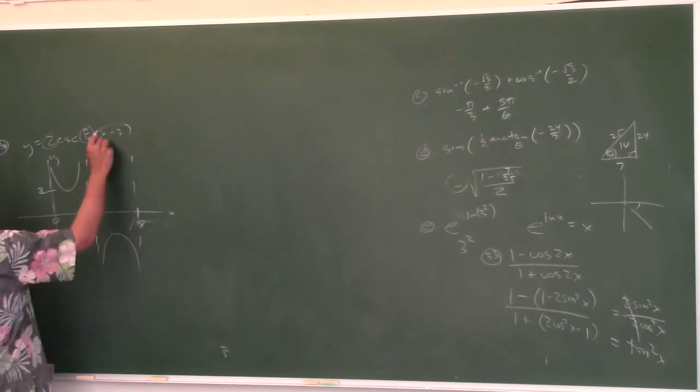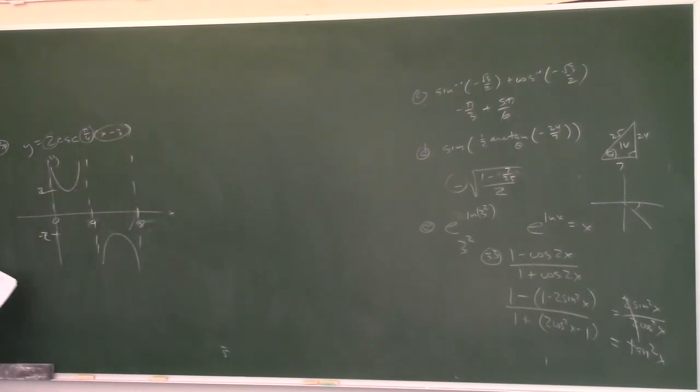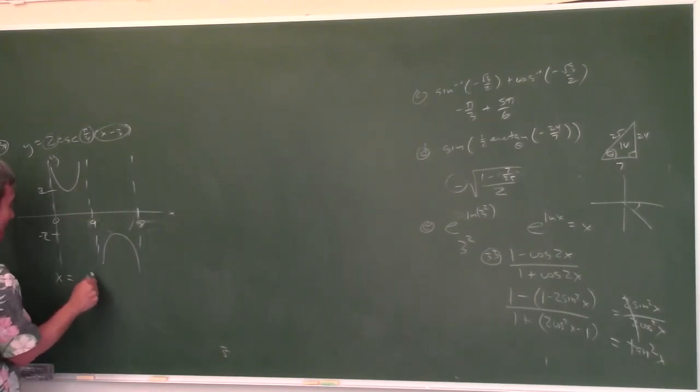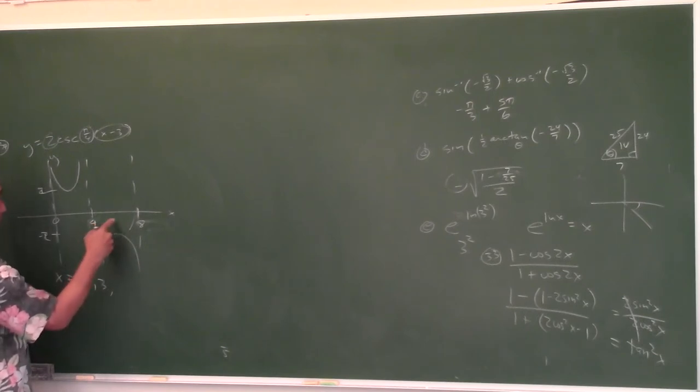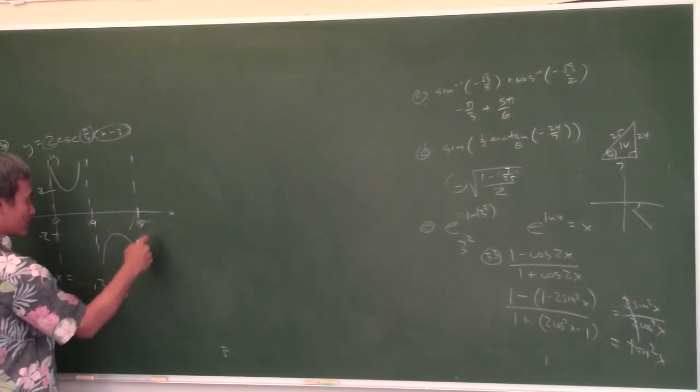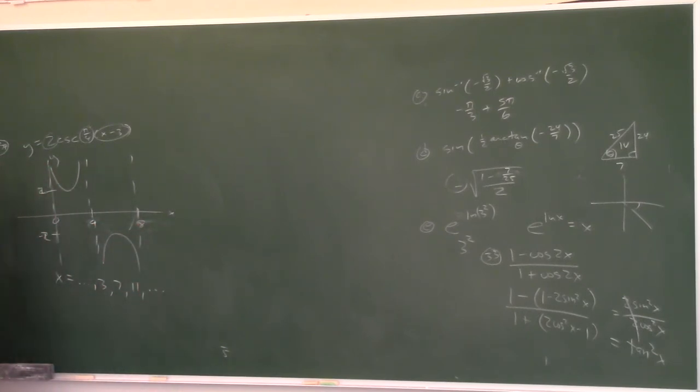And then what does this do to the graph? It shifts everything 3 to the right. So this asymptote goes 3 to the right. So here are your asymptotes. Dot, dot, dot. Going to have 3. And then if this goes 3 to the right, 7. If this goes 3 to the right, 11. And it keeps on going forever.